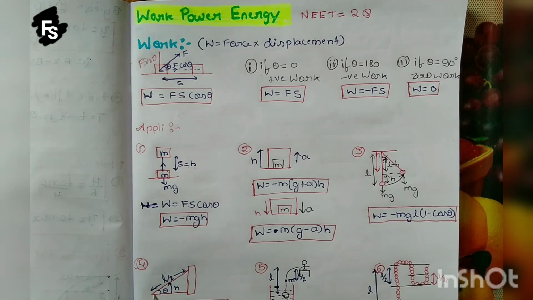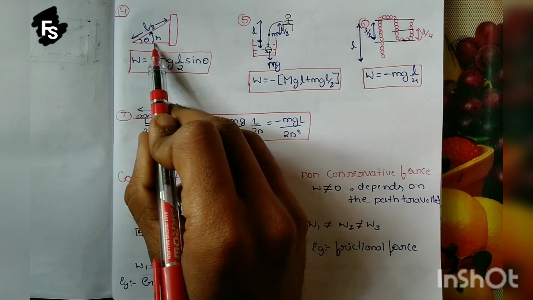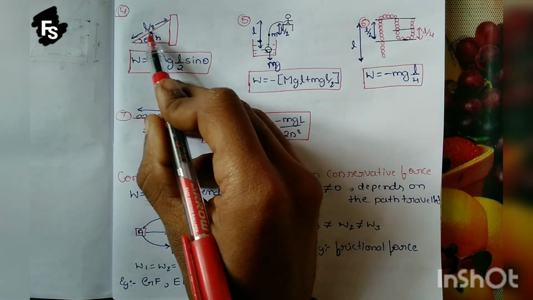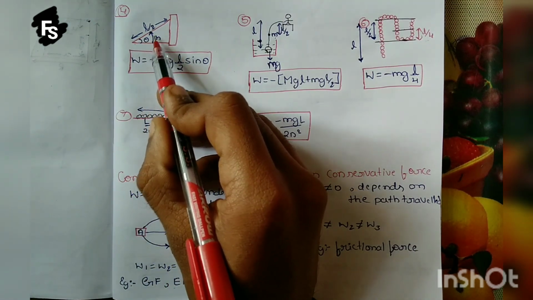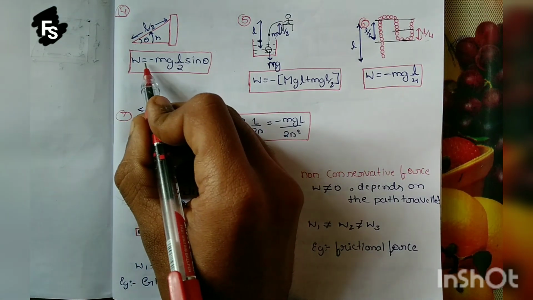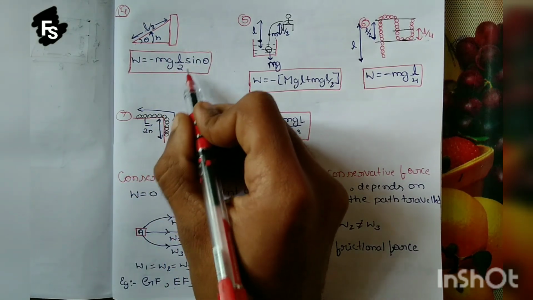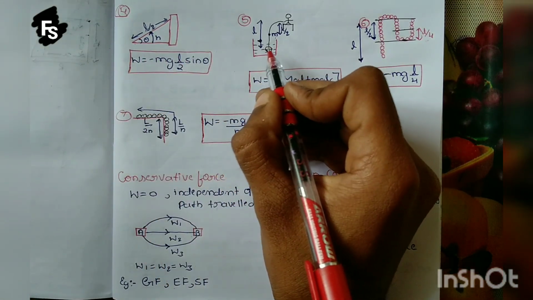Then fourth, if the rod is lifted from the ground to here, the rod length is L by 2 and it makes angle theta, with height h. Then work done W is equal to minus mg L by 2 sin theta. Minus is due to acting opposite to the gravitational field. Remember the formula.